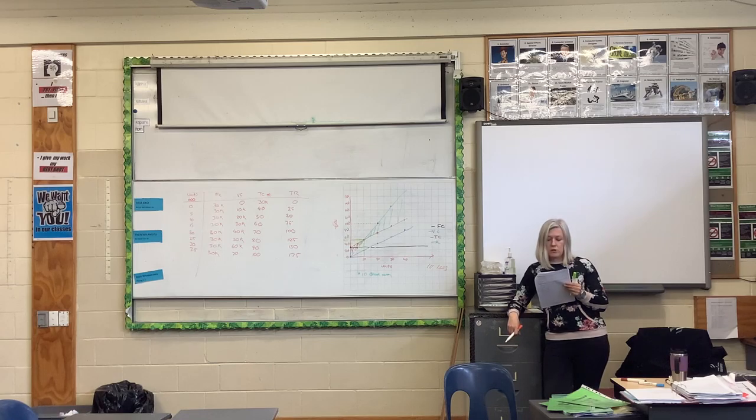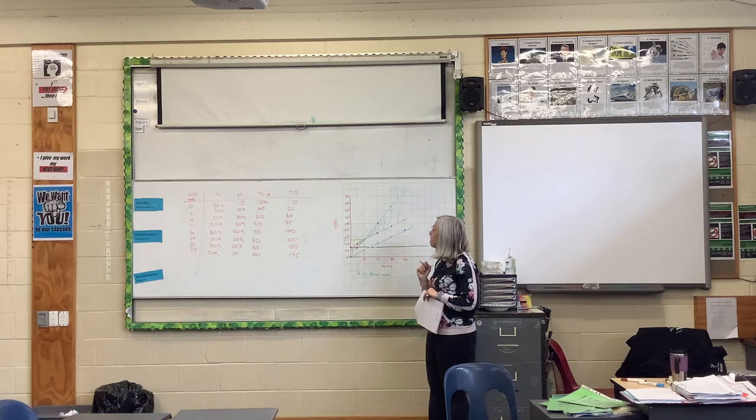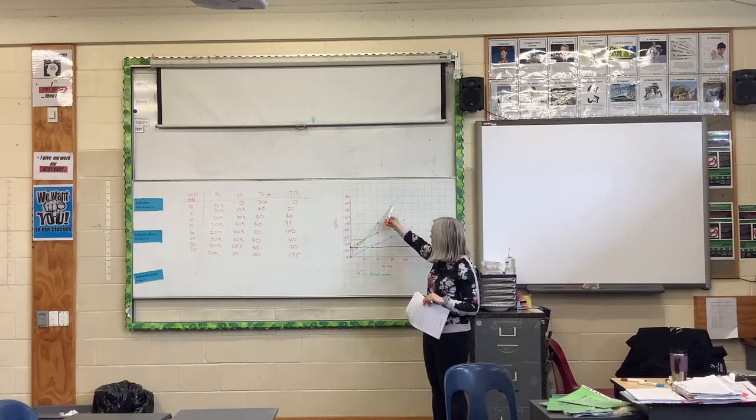How many units must be sold to make 30,000? How did you work that out? You're looking at the gap between here and here, that's 30. That's a gap. And then you read down between the gap. Make a profit of 60,000. So that's 150 and 90.